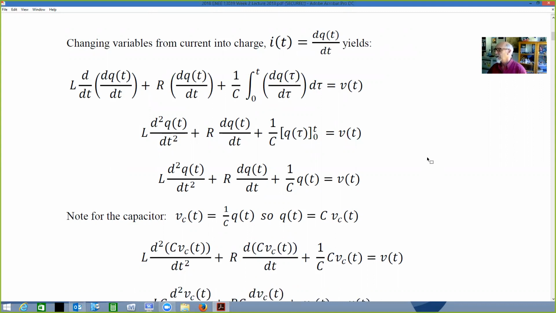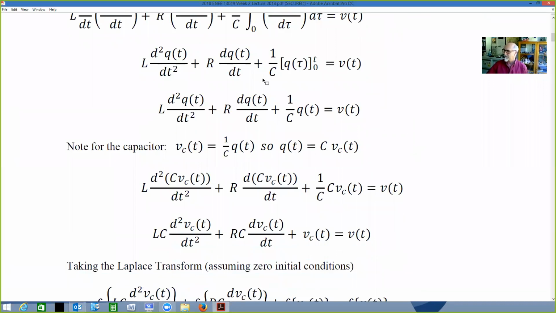So here, we're going to use some of our basic definitions. We know by definition that the current is equal to the change in charge flow over time. So we can substitute that in for our current, do some simplification, and end up with this expression, which is a second order differential equation.